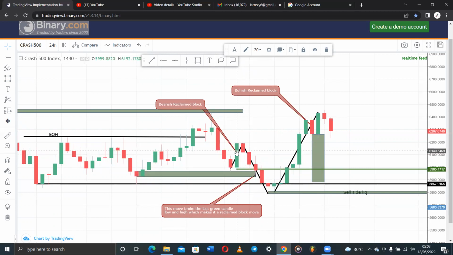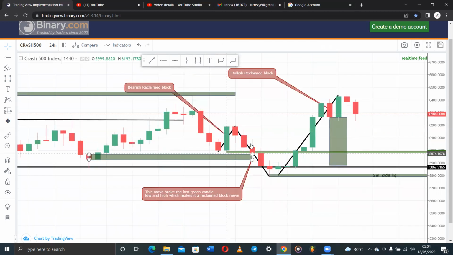But I won't go deep into all these because these are in my academic courses that you can learn. So I'll just talk about this reclaim block now. A reclaim block is a block or a candlestick that creates, let me say a bearish reclaim block is a green candlestick that creates a low that breaks its low. This is the low of the candlestick here.